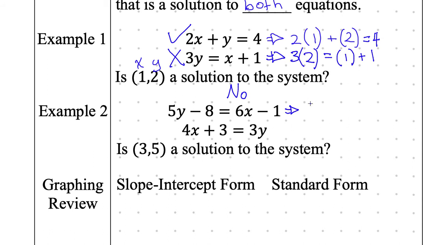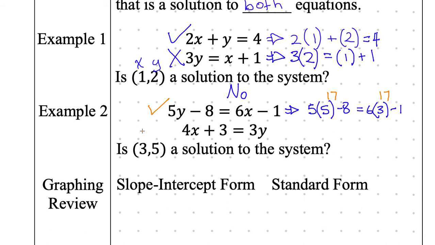So 5 times 5 minus 8 equals 6 times 3 minus 1. So 5 times 5 is 25 minus 8 equals 17. Okay, so the left-hand side was 17. And 6 times 3 is 18 minus 1 equals 17. So that works. Perfect. And then we'll give it to someone else.